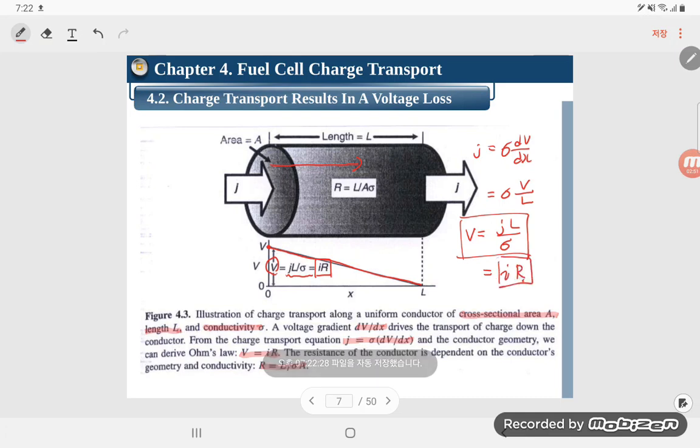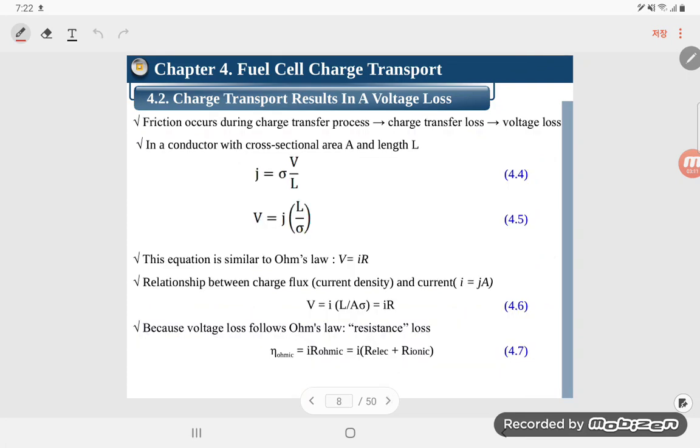Okay, from this relation, we can derive R as follows. We already know that R is proportional to L and inversely proportional to A. So remember that. Friction occurs during this charge transfer process, and this causes the voltage loss of the fuel cell. The friction during the movement.